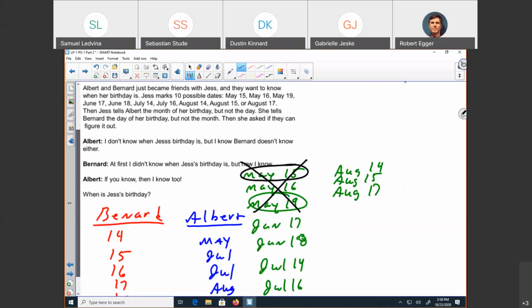So then Bernard says, at first I didn't know, but now I do. So we narrowed it down to June, July, and August. And now Bernard knows what it is. So using the same idea, between June, July, and August, is there a unique date that's not repeated in any of the other months? And now I do have other proper dates down.